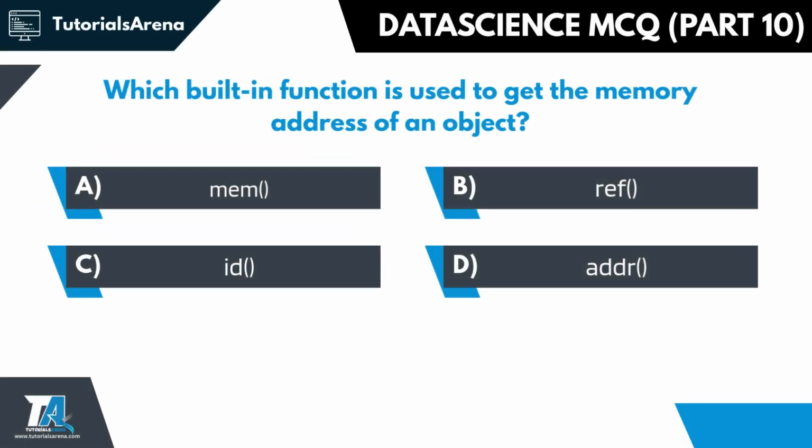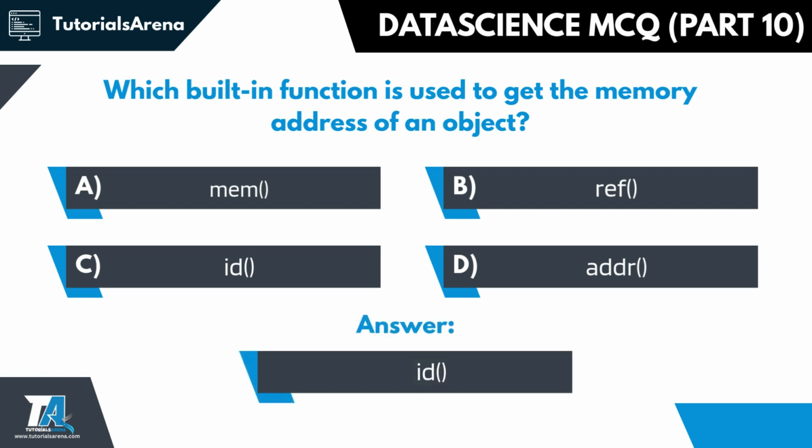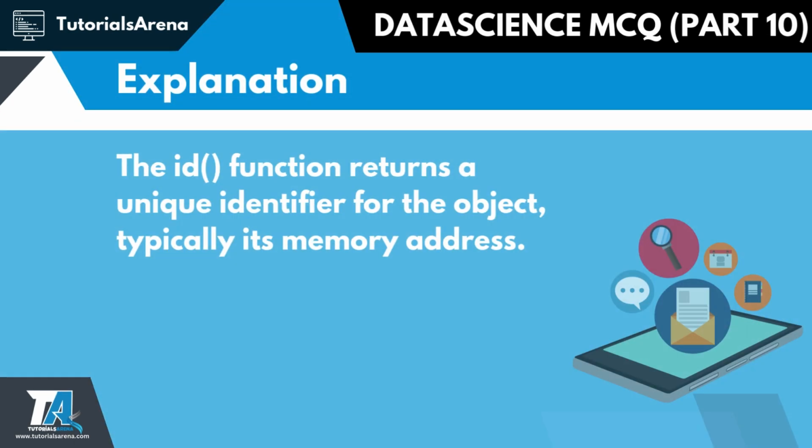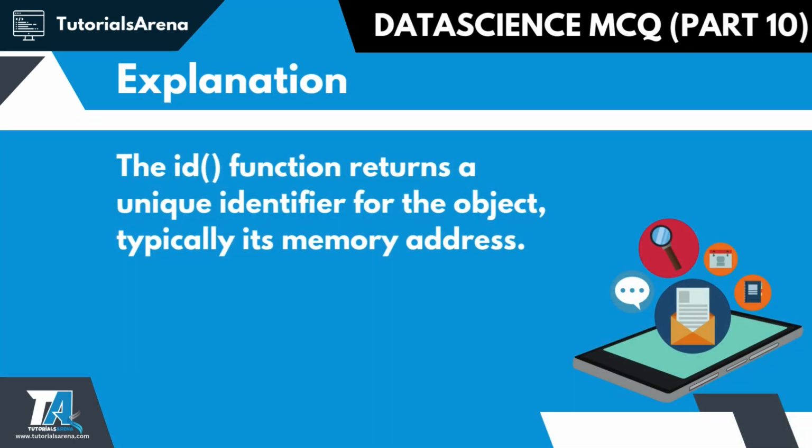Which built-in function is used to get the memory address of an object? The correct option is option C, id. The id function returns a unique identifier for the object, typically its memory address.